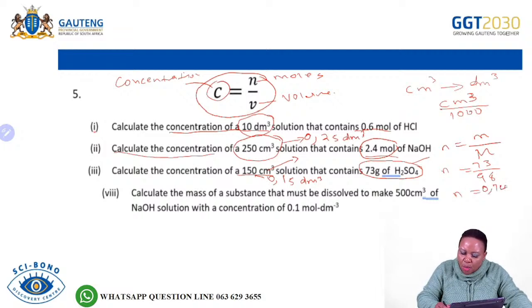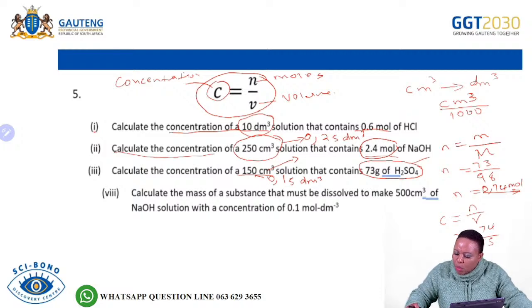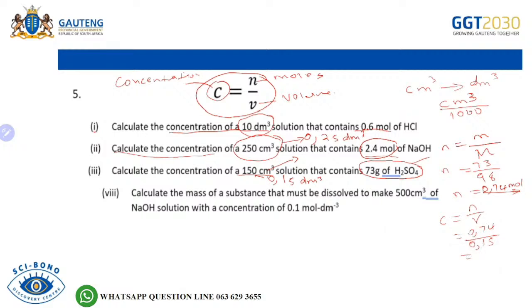0.74 moles. Therefore, after finding the number of moles, we can then go to C is equal to n over V. And we know that now our number of moles is 0.74. Our volume, we converted it, because it was provided in cubic centimeters, to 0.15. So therefore, we are going to divide this answer by 0.15, which is going to be 4.96 moles per decimeter cube.